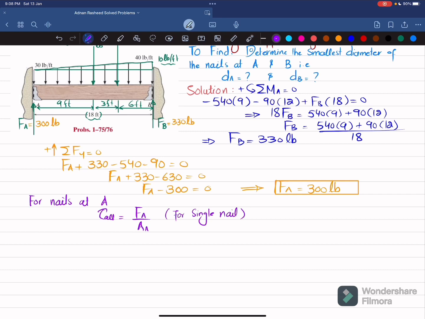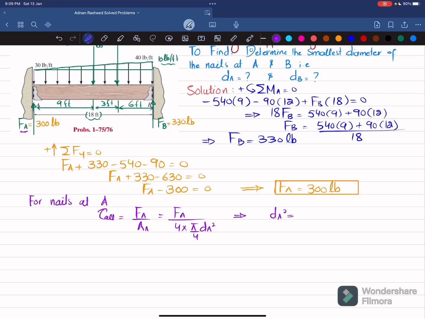Okay. Or you can also write it like this: total shear force divided by total area, because this shear force is being taken by these 4 nails. Clear? So total area will be equal to FA divided by 4 times the area of a single nail, which is pi by 4 dA square. Clear? We are going to find dA.